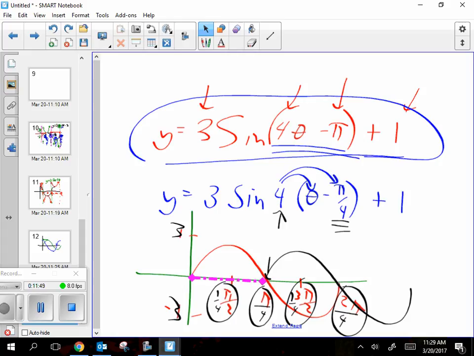And then one last thing, what's that little plus 1 going to do? Yes, sir. Up 1. And how far is 1? Well, this says how far 3 is, so I'm going to divide it into 3 spots and then move it up about that far. There.